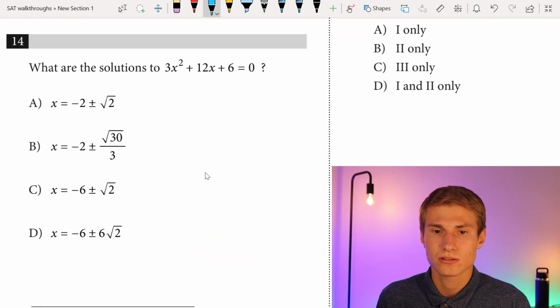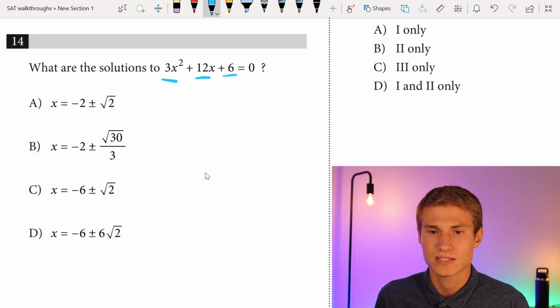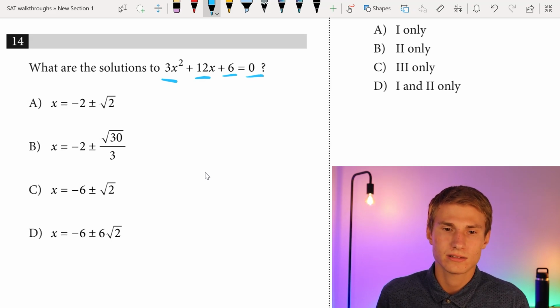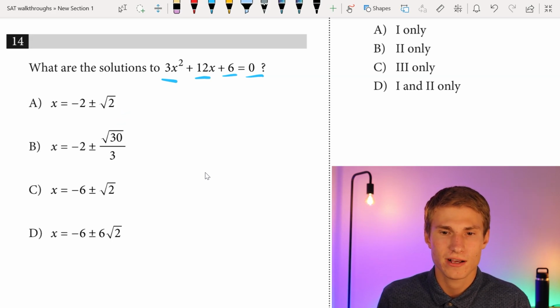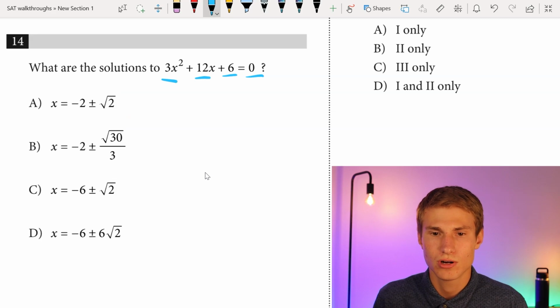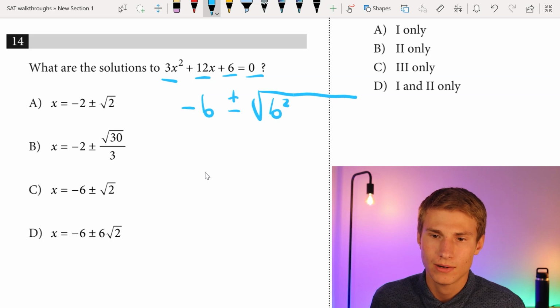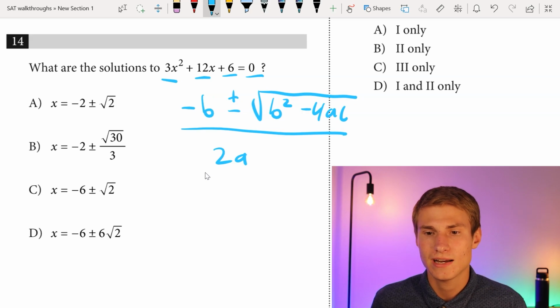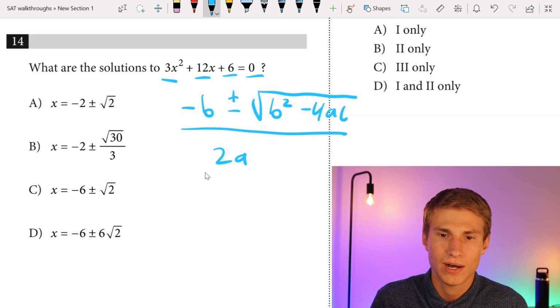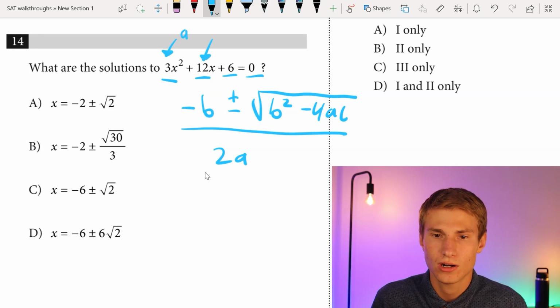All right, 14. What are the solutions to 3x squared plus 12x plus 6 equals 0? First thing that I see immediately is that because all my answer choices are dealing with this plus or minus some sort of square root, I'm immediately thinking quadratic formula. If you don't know the quadratic formula, I'm going to show it to you right now. It is negative b plus or minus the square root of b squared minus 4ac, all over 2a. Keep in mind that your a, b, and c are determined by the coefficients: the coefficient in front of x squared is your a, the coefficient in front of your x term is your b, and whatever your term with no x is your c.